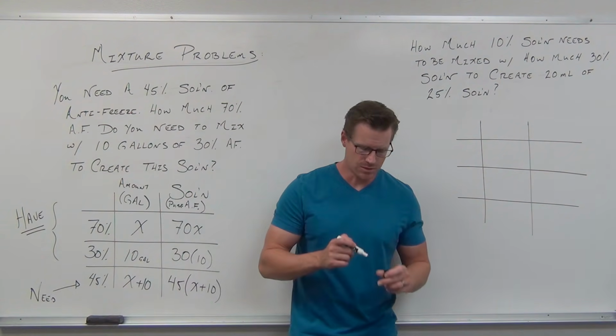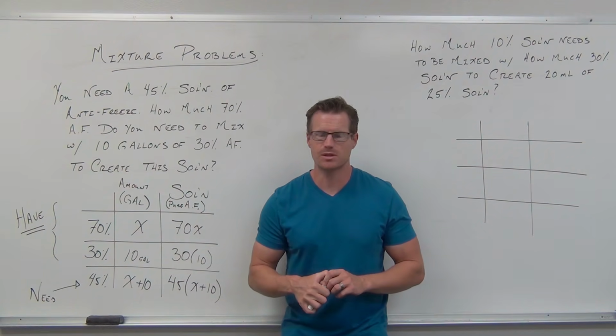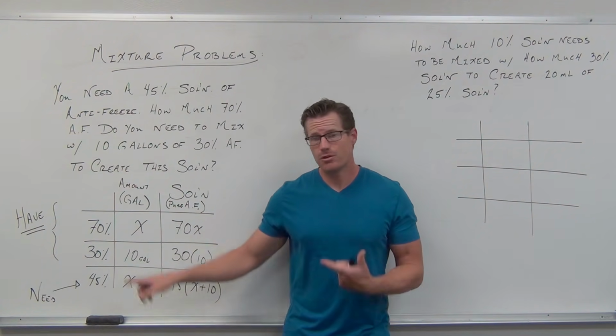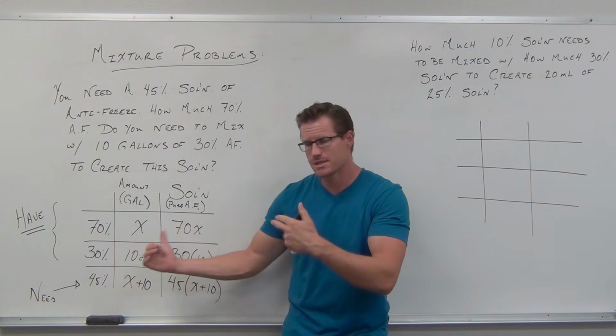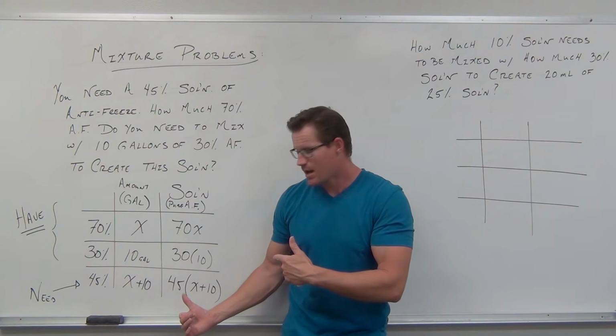Now you're going to notice something I do different than a lot of other teachers and probably textbooks. I don't put a decimal here. Even though that's 70%, it should be 0.7, right? You should have 0.7 times X. You should have 0.3 times 10. You should have 0.45 times X plus 10.